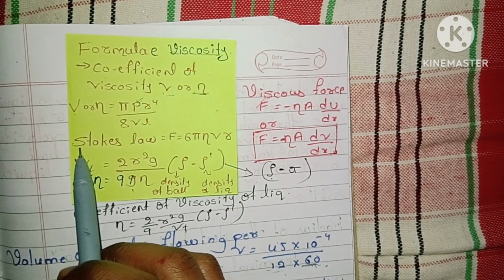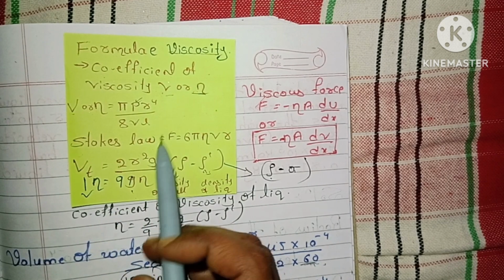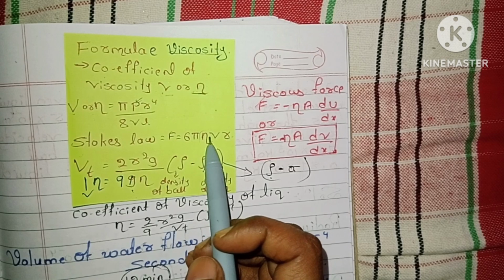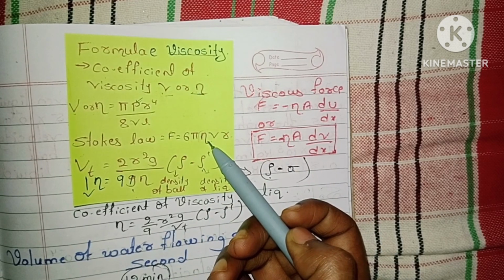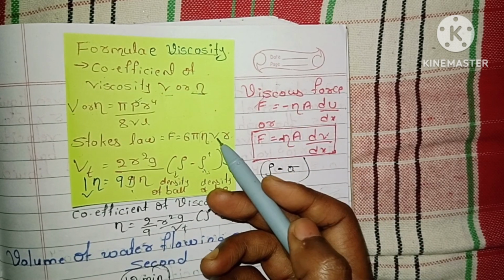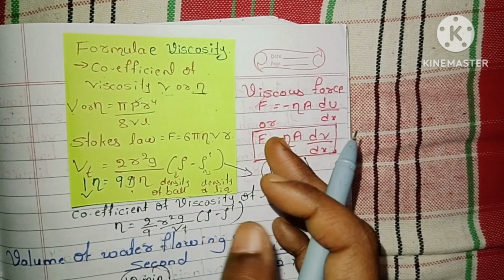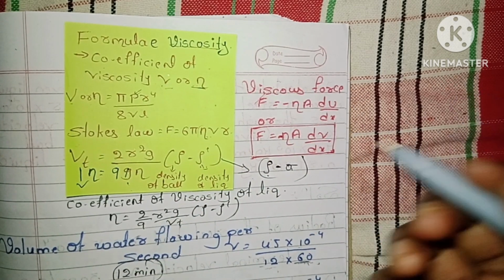Okay, so Stokes law. The force exerted, F, is equal to 6 pi eta v r. So eta stands for your coefficient of viscosity, v for the velocity, r for the radius. This derivation is done using a dimensional formula.